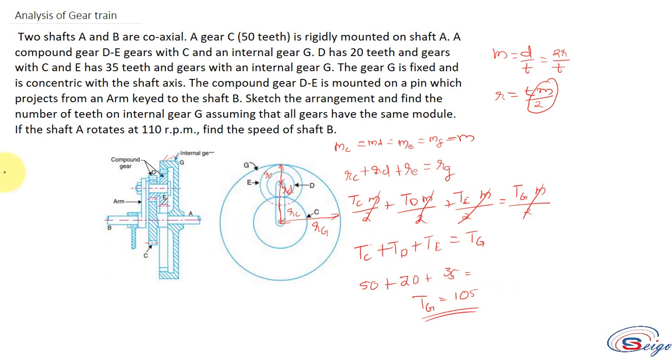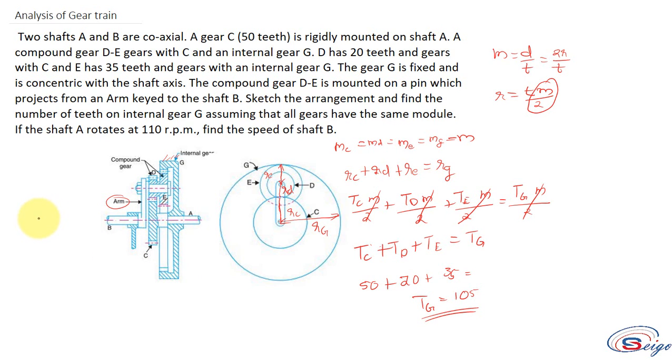Okay. So next you have to determine the speed of the shaft B. That means the speed of the shaft. This is the shaft and this shaft is fixed with the arm. So what actually you have to determine is the speed of the arm. Before that, I will tell the general procedure for approaching this kind of epicyclic gear train problem.